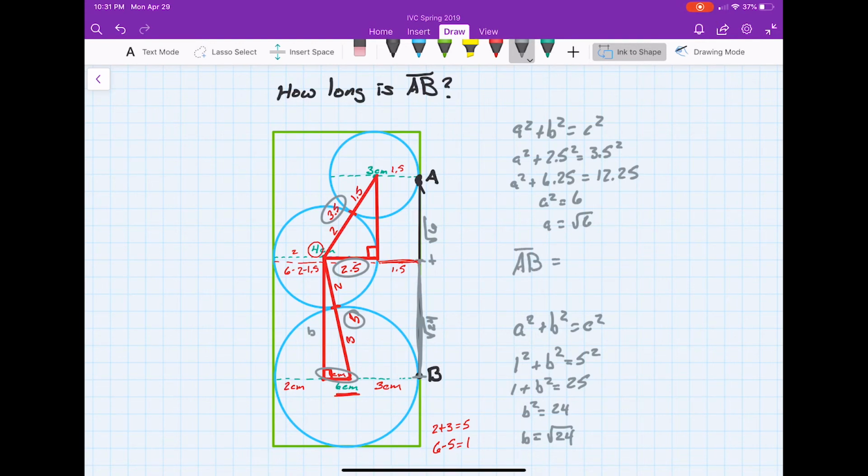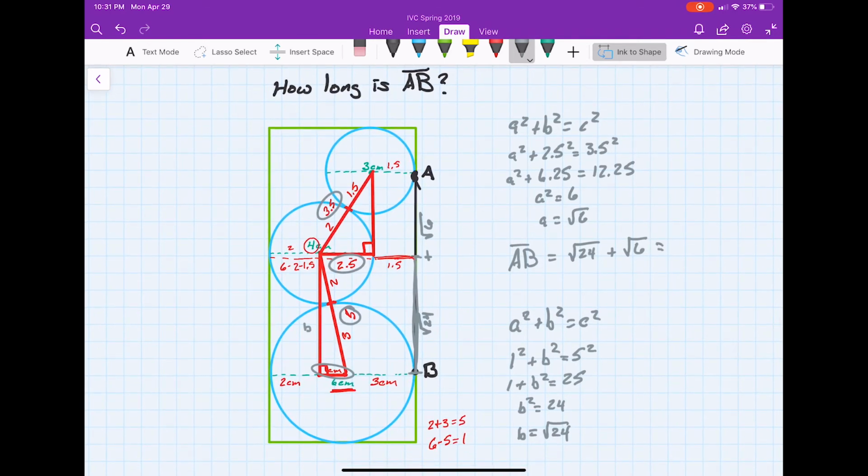So line segment AB is equal to square root of 24 plus the square root of 6, which I put into a calculator. And that turns out to be 7.348, rounding to 3 decimal places. And since this has all been in centimeters, we'll put our centimeters here. And that is the final answer for this guy.